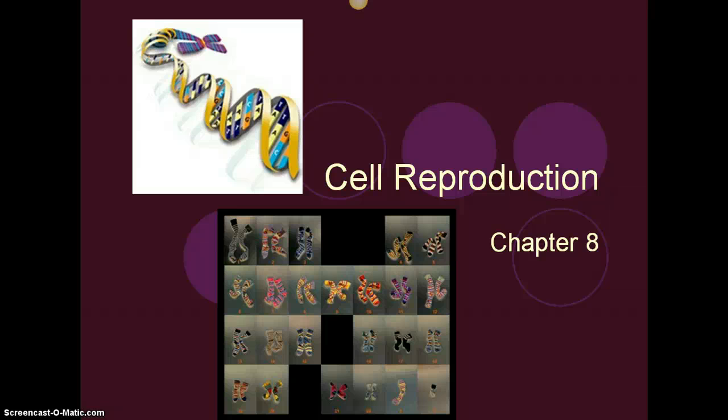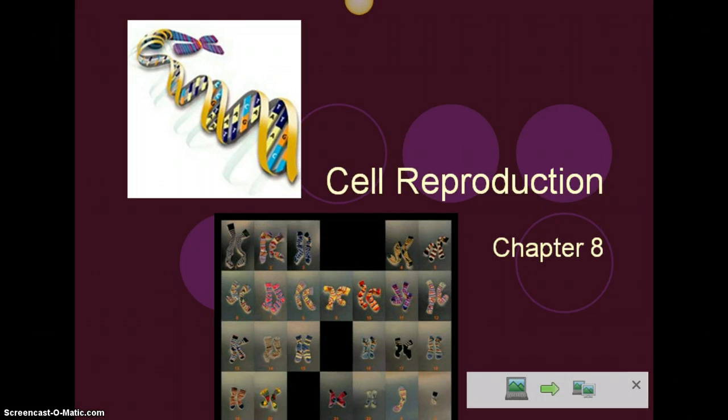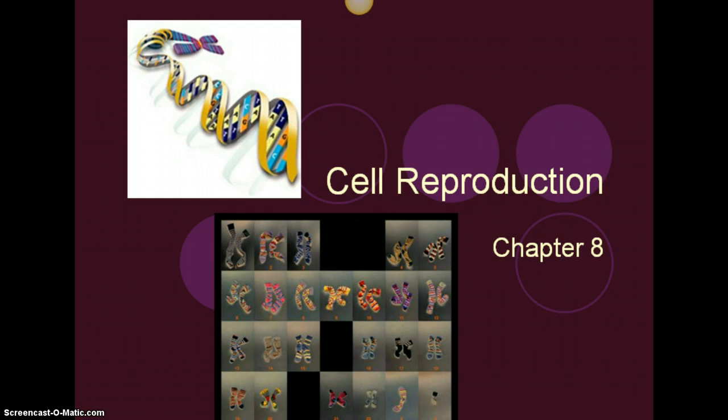Hello class, today we're going to be doing notes on cell reproduction in chapter 8. So we're going to be looking at mitosis and meiosis. If you happen to be looking at your notes packet, we're going to be going through chromosomes all the way up to the big dark line where it says types of cell reproduction.